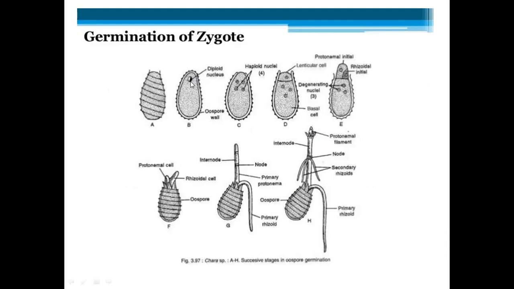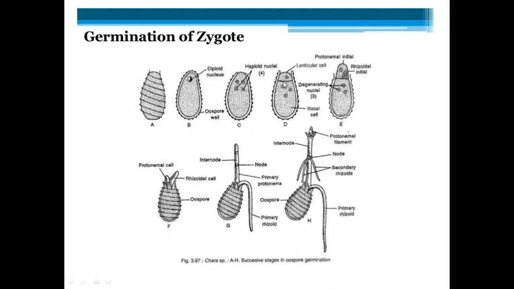And for the germination of the zygote, this diploid nucleus undergoes meiosis, and as a result of meiosis, 4 haploid nuclei are formed. And later a septum is formed, and two cells are formed, and the upper cell is known as the lenticular cell, and the lower cell is known as the basal cell. The upper cell contains 1 haploid nucleus, and the basal cell contains 3 nuclei.